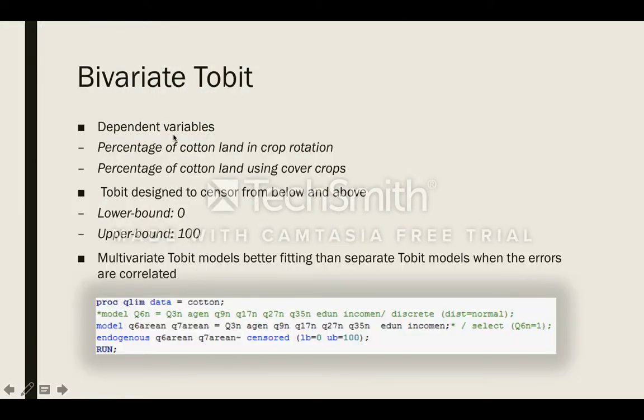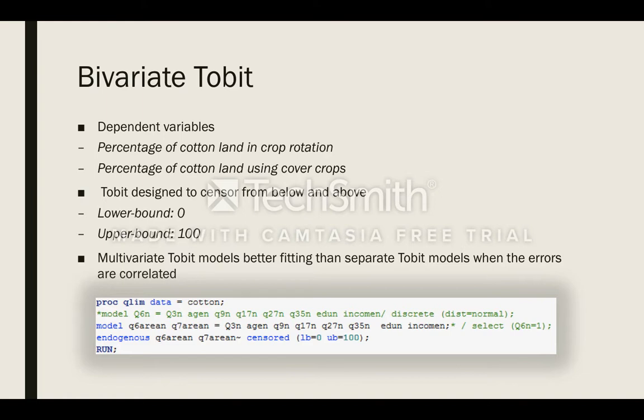Kind of skipping to my final result in order to facilitate a comparison, I ended up going with a bivariate Tobit model. This means I had two dependent variables, percentage of cotton land in crop rotation and percentage of cotton land using cover crops. A Tobit model is designed to censor from below and above, so it estimates a linear relationship between variables when there is either a left or right censoring of the dependent variable. Because my model's dependent variables are percentages, I needed a lower bound of 0 and an upper bound of 100.